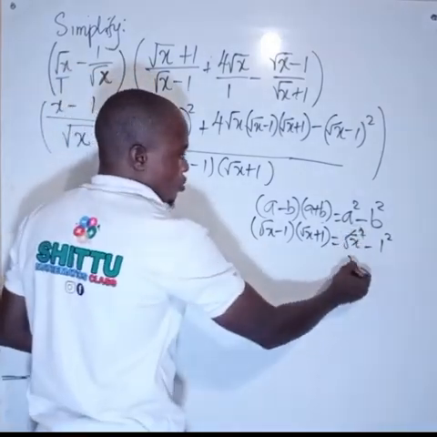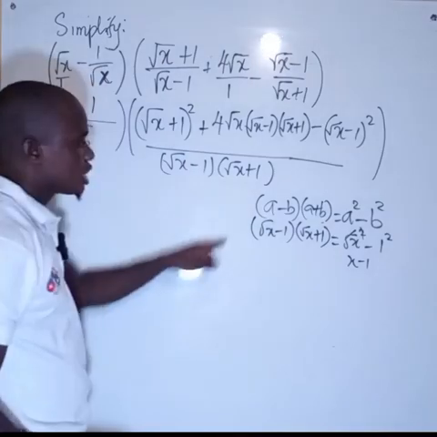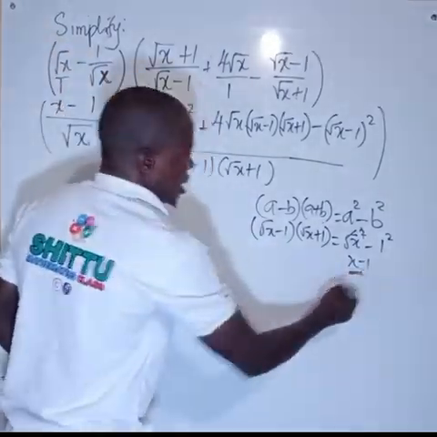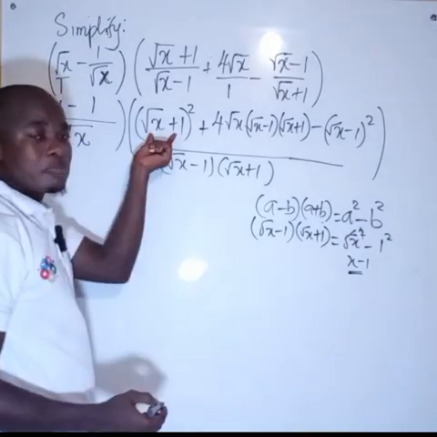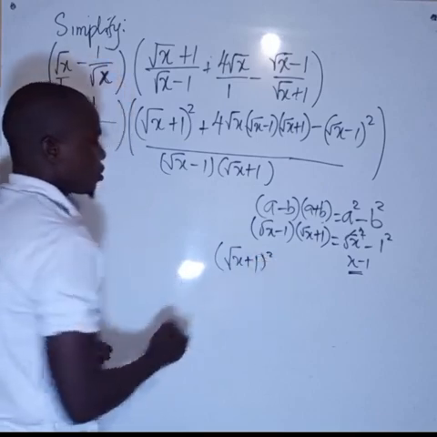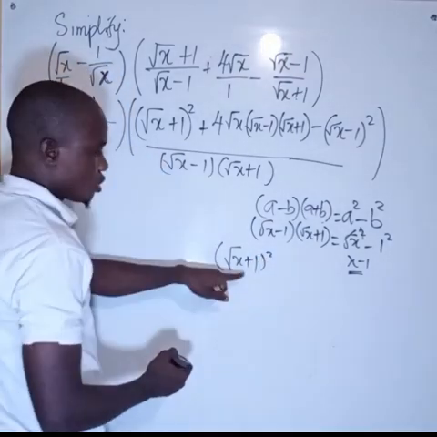So this we cancel, we have x minus 1. Whenever you see this, you replace it with x minus 1. Now let's look at this perfect square. We have root x plus 1 all squared.